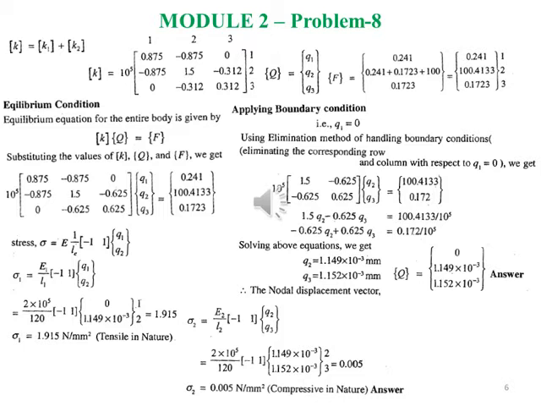Next, to calculate the stress, sigma is equal to E into 1 by L into minus 1, 1 into Q1, Q2. So directly sigma 1 we will get. Substituting the values and calculating, we get sigma 1 as 1.915 Newton per millimeter square, tensile in nature. Sigma 2 is 0.005 Newton per millimeter square, that is compressive in nature. Sign is negative because it is compressive in nature. So both sigma 1 and sigma 2 values we will get.